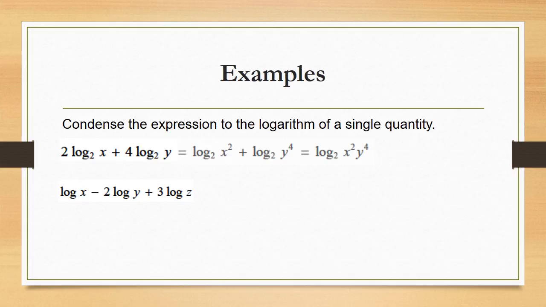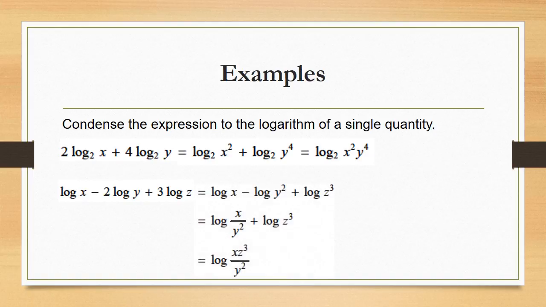So first thing we do is take care of the powers, and they're going to go back on the x and the y. And then we've got 2 logs added, so we will smush them together with multiplication and get log base 2 of x squared y to the 4th. For the second one, again, take care of the powers first, then the division, and then the multiplication.